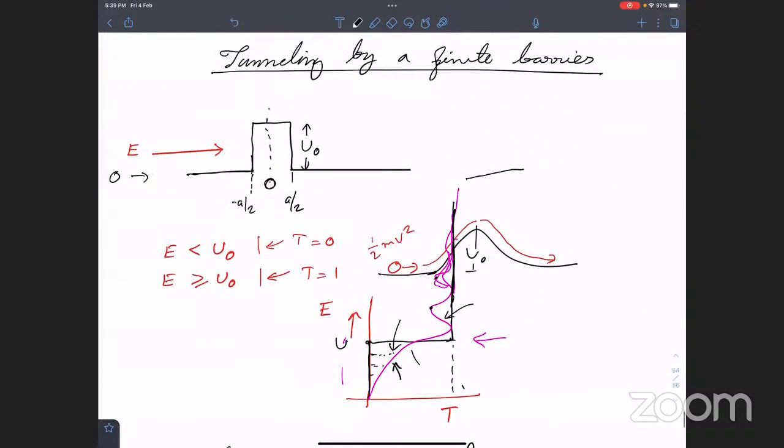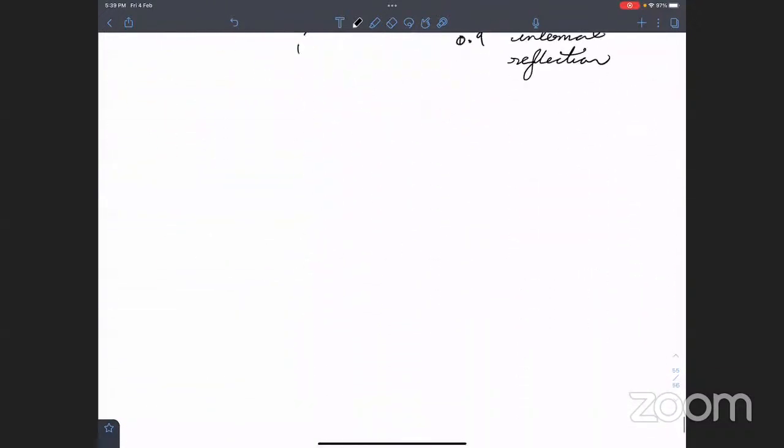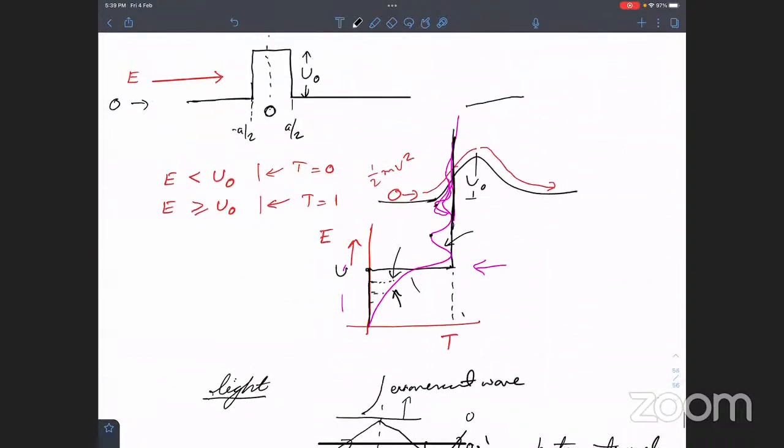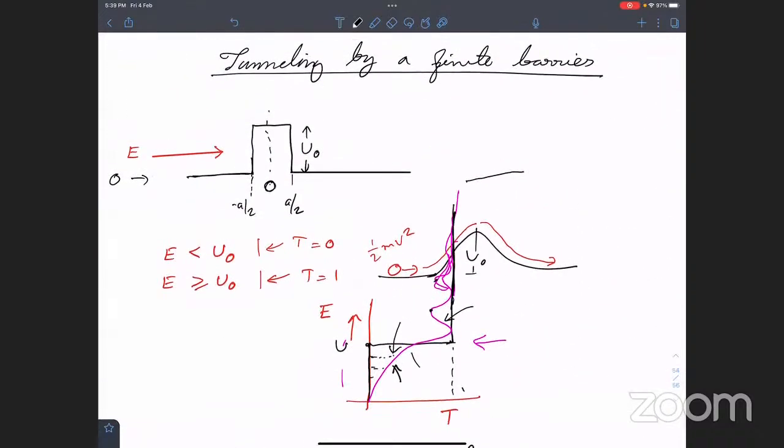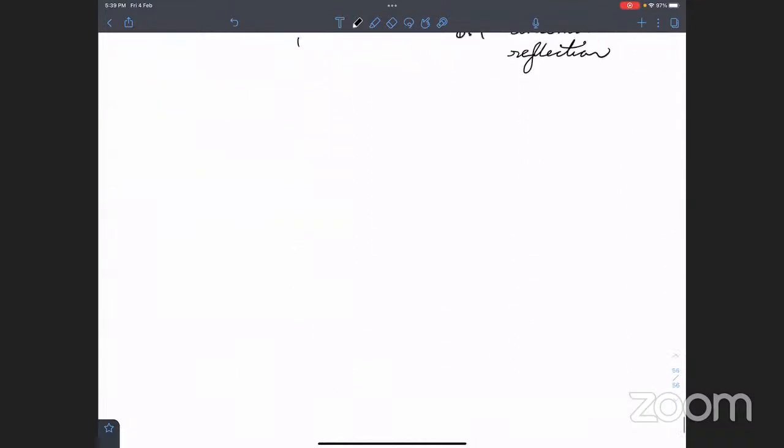So I hope that is somewhat clear. I just worry that maybe I have confused you too much, right? So we will now set up the equations, set up the solution, and see what happens. So we take this barrier. This is 0, this is minus a by 2, this is plus a by 2. Height is u0.